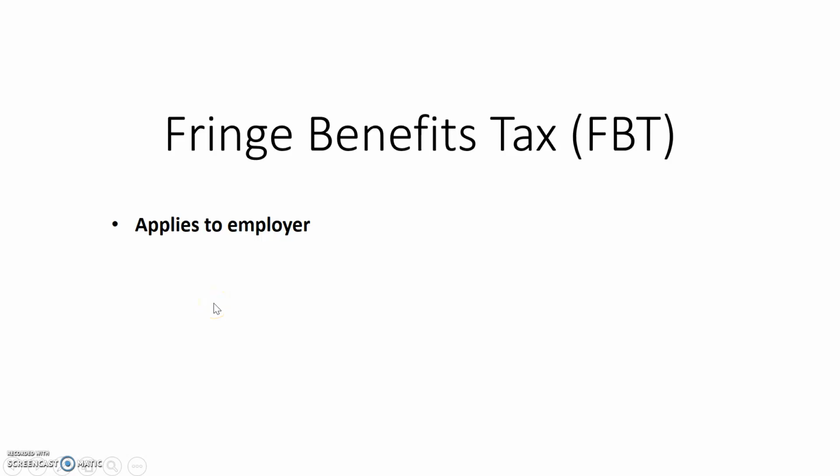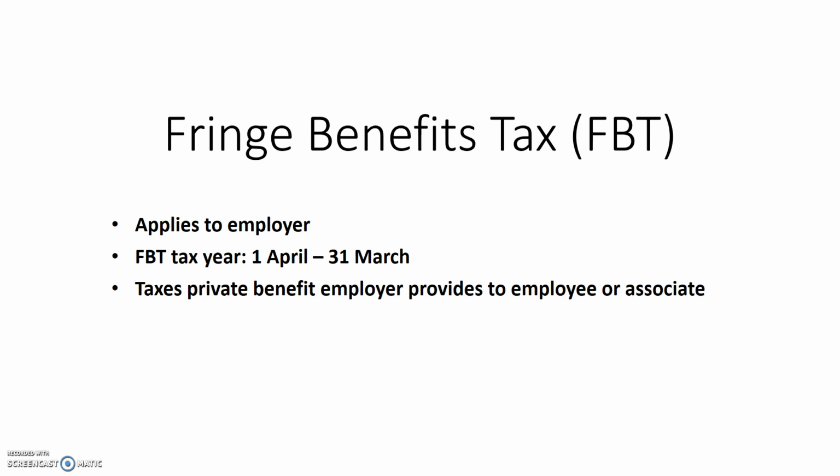Okay, so this video is just going to provide a short overview of Fringe Benefits Tax, or FBT, and how it works. So FBT applies to the employer. The employer has the obligation to work out what the FBT is and then pay it to the ATO. The Fringe Benefits Tax year is from the 1st of April to the 31st of March. For some reason this is different to the income tax year, but it works in the same way.